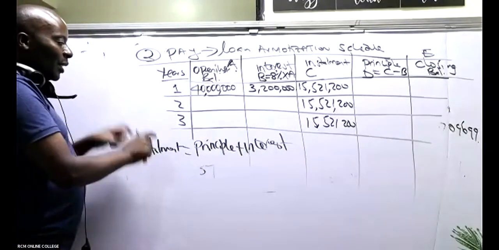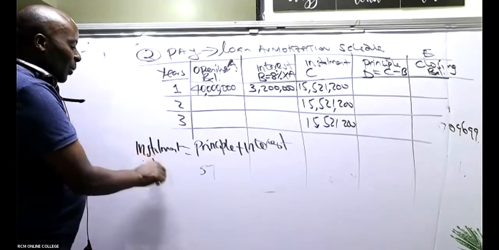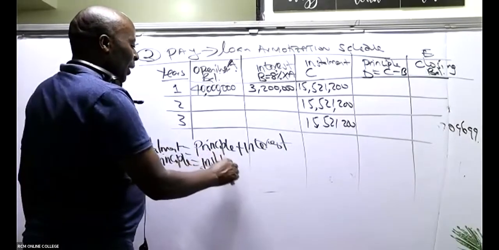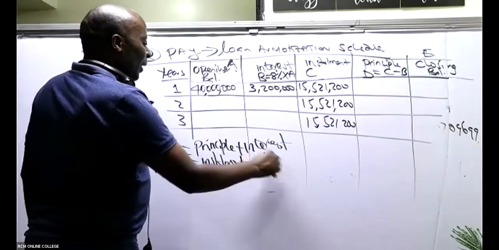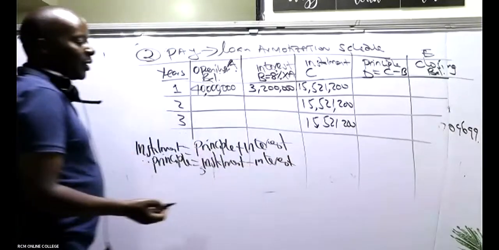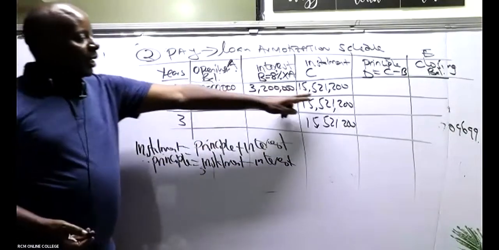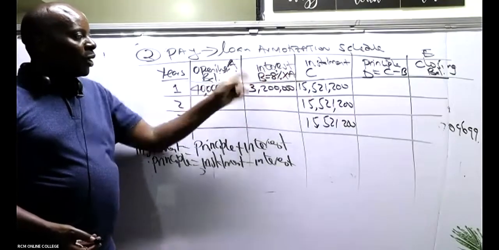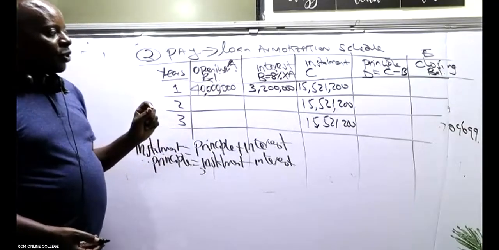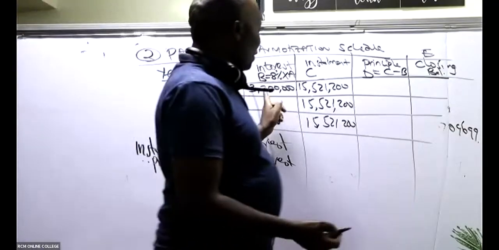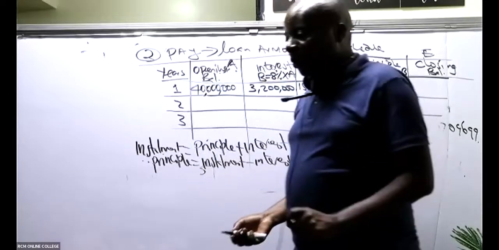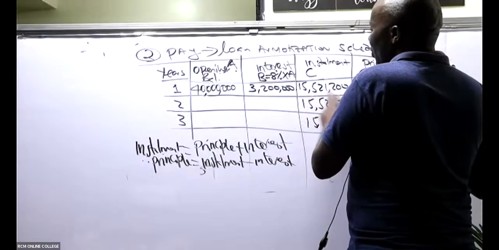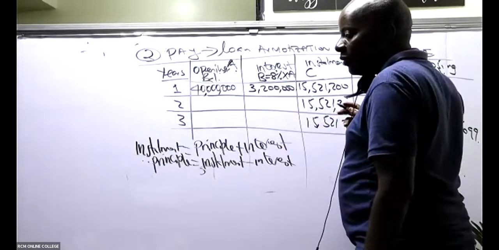Now that I have installment, I have the interest, then to get principal is very easy. To get principal, I will take the installment minus interest. So I will take the installment that I have paid minus the interest. So basically, I'm taking column C minus column B. Interest is column B. So in this case here, 15,521,200 minus 3.2 gives me how much principal?